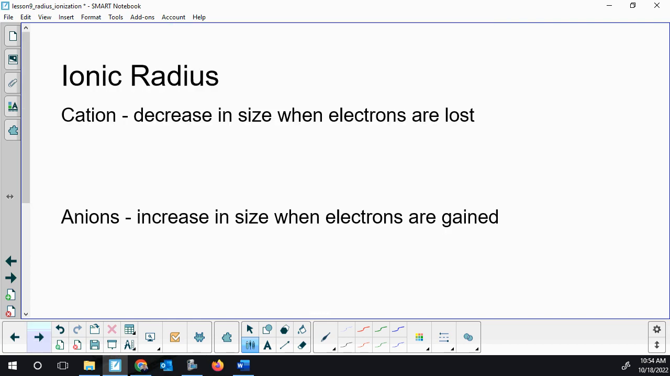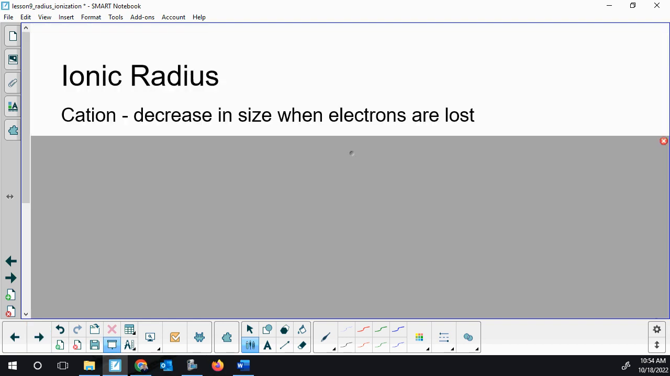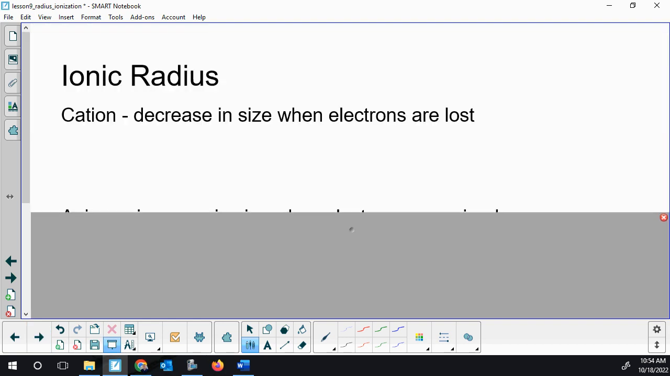Last concept, ion radius. So everything's been neutral so far. We're going to look at cation size, and then we'll look at anion size. So first, a little bit about cations. And a trend: cations will always decrease in size when electrons are lost. So we'll get some visuals pretty soon. We're going to keep looking at lithium because it's our first metal.